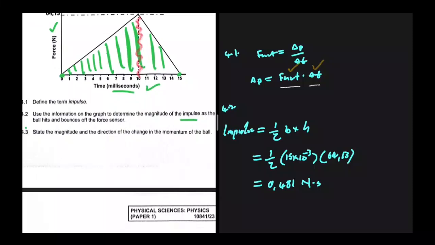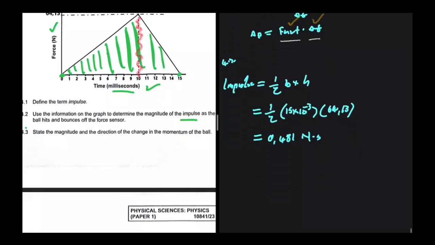4.3, state the magnitude and the direction of the change in the momentum of the ball. The impulse is equal to the change in the momentum of the ball. So we already have our answer. We just need to quote it. Right, we need to state the magnitude and the direction. So the magnitude is 0.481 kg meters per second. Why am I using kg meters per second? Because when you are calculating the change in momentum, you use the mass and the velocity. So that's why I have kg meters per second. But when you calculate impulse, you have newtons multiplied by seconds. That is the only difference. Right. So we have 0.481 as the magnitude.